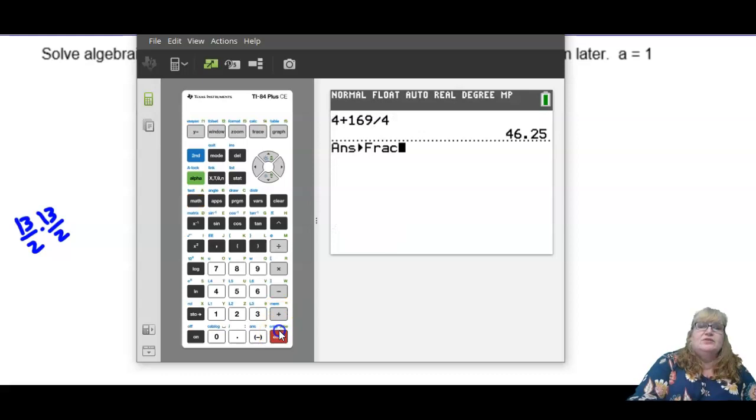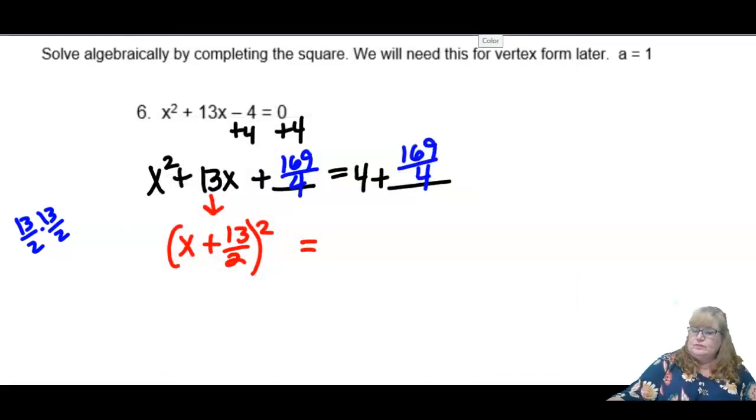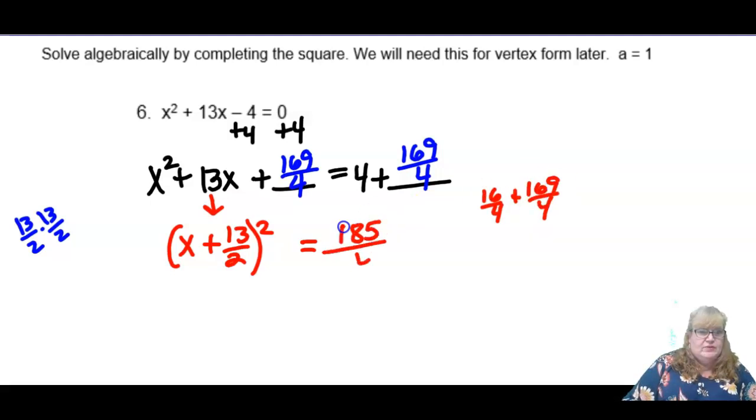Then do your math, enter, enter. We end up with 185 over 4. Remember I said this is really 16/4. Add those and you get 185. Keep the denominator. All right, then we can square root both sides.